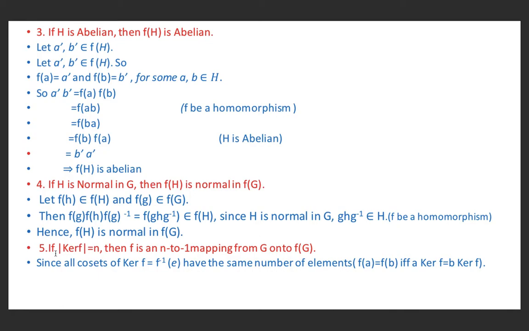The next property is, if kernel f is equal to N, then f is an n to 1 mapping from G onto f(G). We know that all the cosets of kernel f, with kernel f equal to f inverse e, have the same number of elements, because we know that f(a) equal to f(b) if and only if a kernel f is equal to b kernel f. This property we have studied in properties of elements under homomorphism. So using these, this result follows.